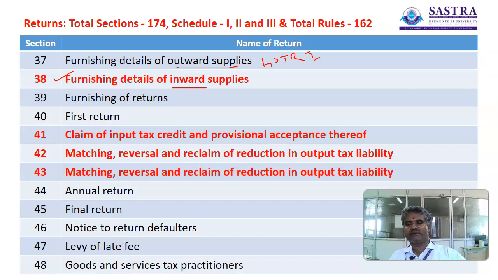Hope you could understand. Section 39 is for furnishing of returns. We have to fill in all the information in the returns and keep them ready to file the return here. Section 40 is first return, maybe a monthly return.